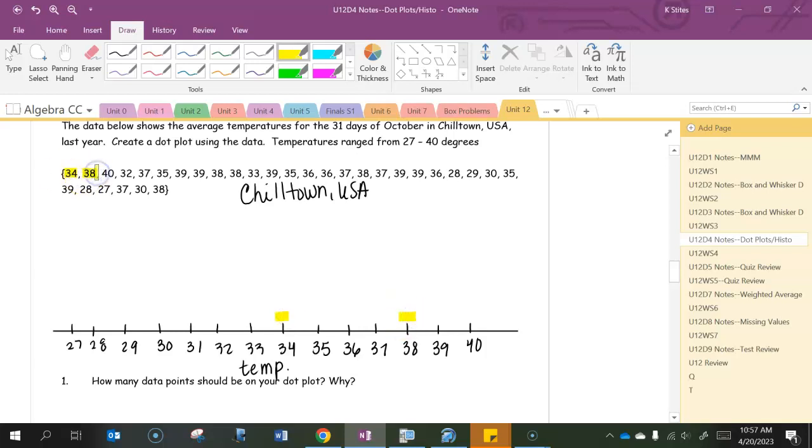38, 40, 32, 37, 35, 39, there's another 39, 38, another 38. Okay, so you're just going to go ahead and do each of these. And you're going to see it starts to grow.